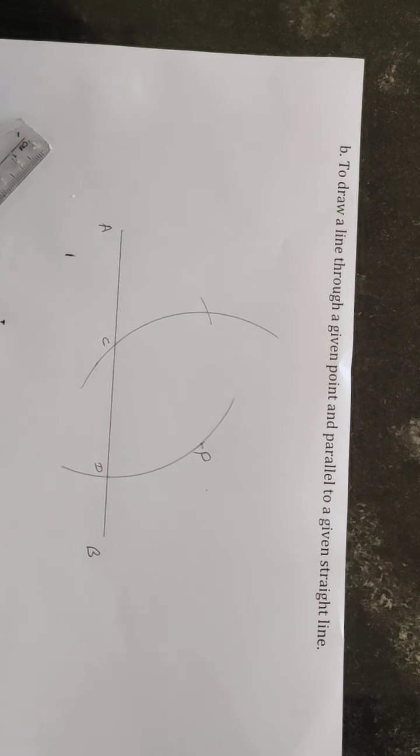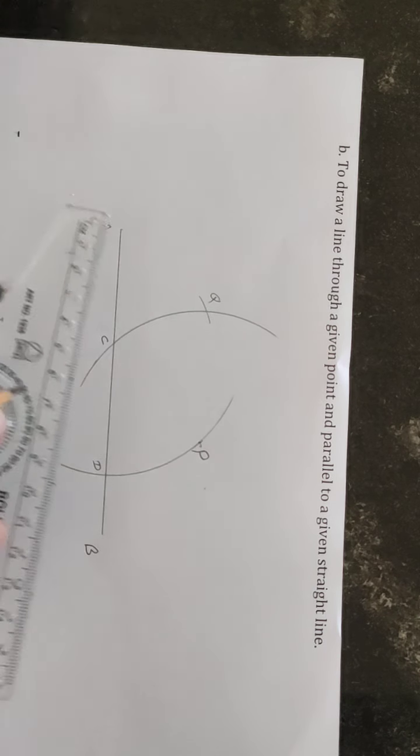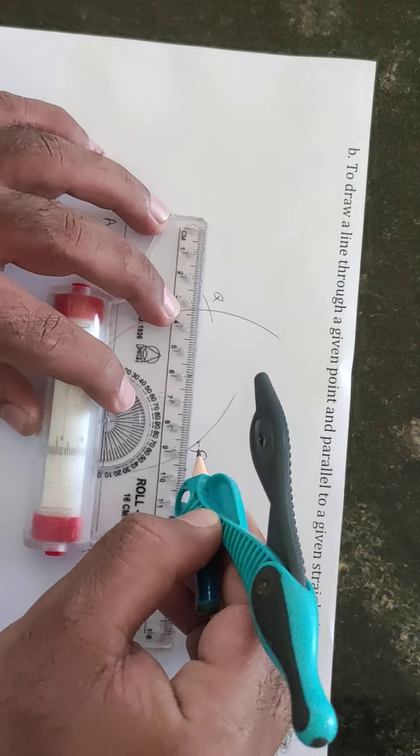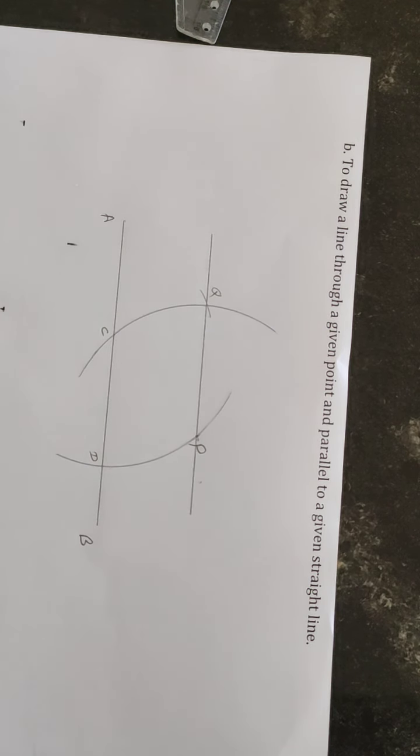Okay, we got a new point. Suppose that point is Q. Now join the point P and Q. See, like this. Now this newly drawn line is parallel to our previous line AB and which is passing through the given point, that is point P.